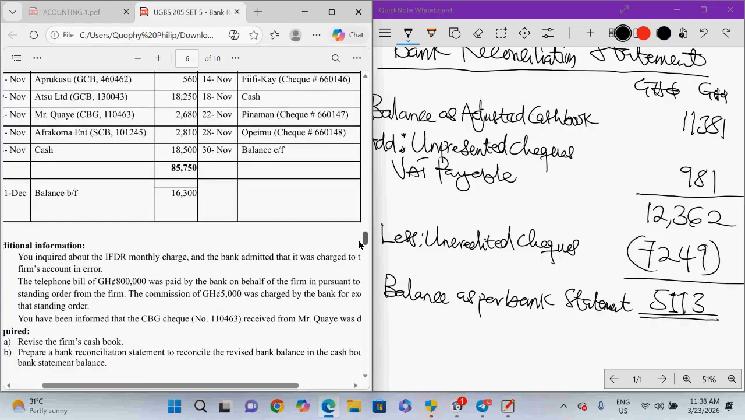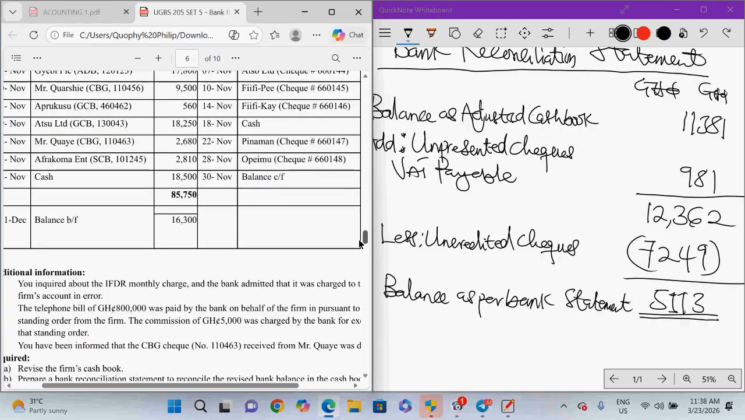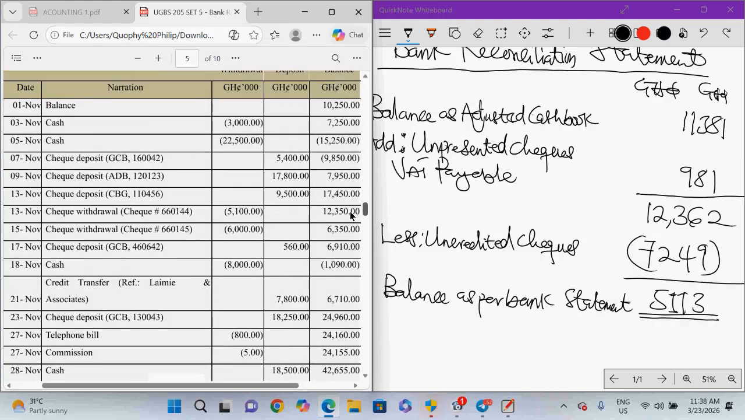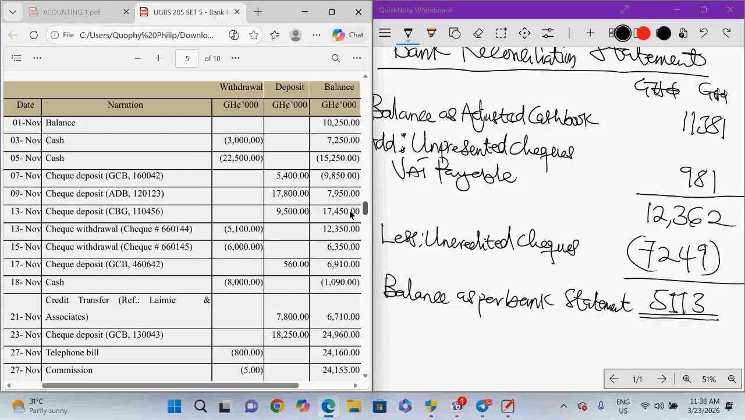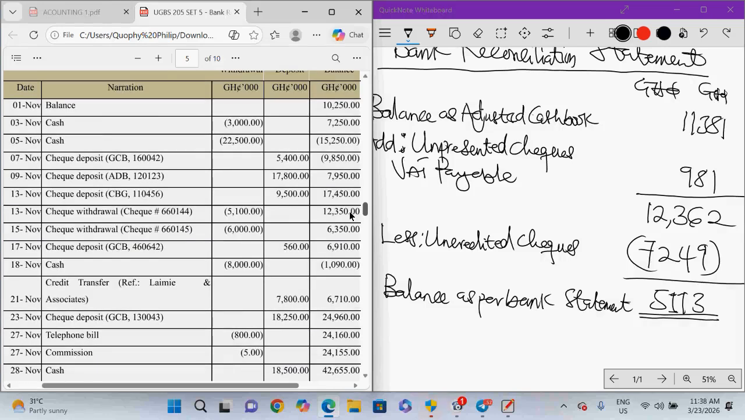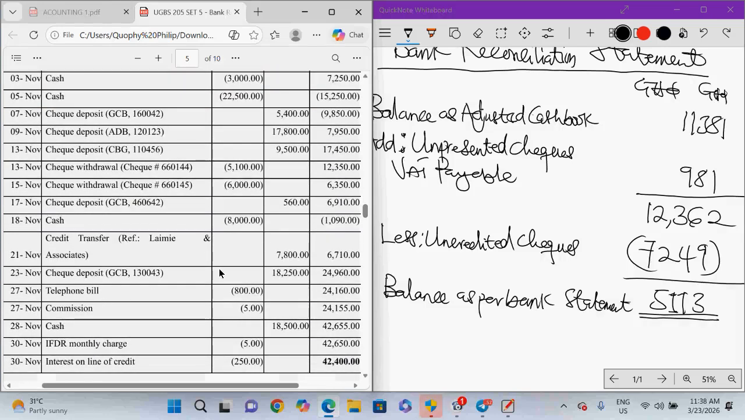Okay, so this one, where is the telephone bill? They said the telephone bill of 800 was paid by the bank on behalf of the firm. So let's go to the bank statement. Can we see the telephone bill at the debit side? It should be at the debit side, withdrawal, because they are paying it on behalf of the firm. Yes. Where is it? 27th November, 800. So that is 800, right? Yes. So they've debited their accounts. So it means that it should reflect in the cash book on which side?